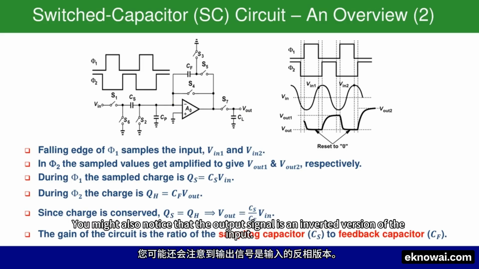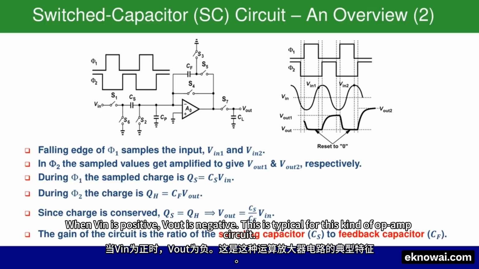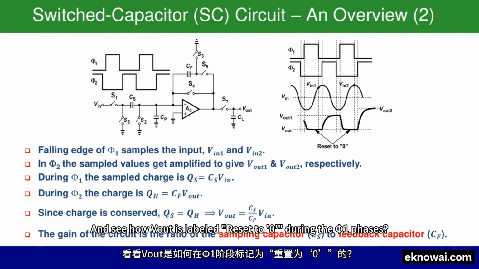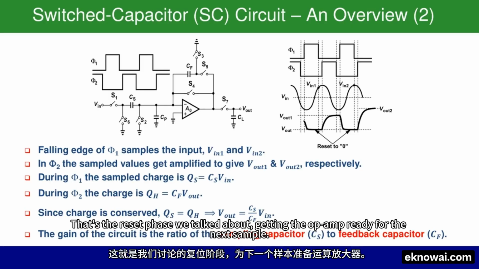You might also notice that the output signal is an inverted version of the input. When Vin is positive, Vout is negative. This is typical for this kind of op-amp circuit. And see how Vout is labeled reset to 0 during the phi1 phases? That's the reset phase we talked about, getting the op-amp ready for the next sample.